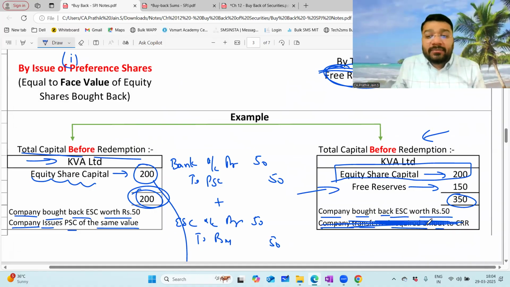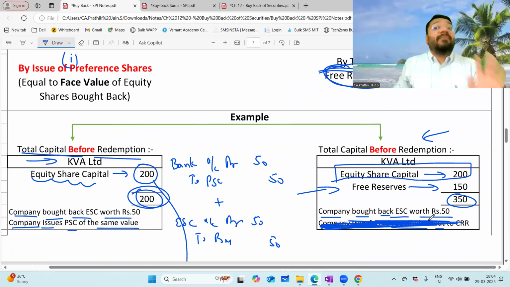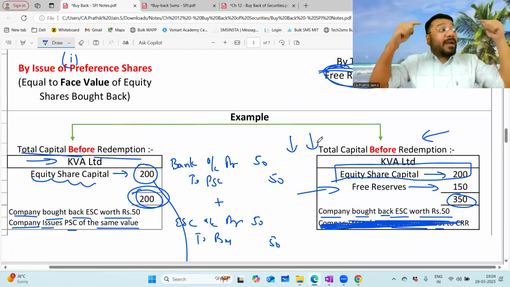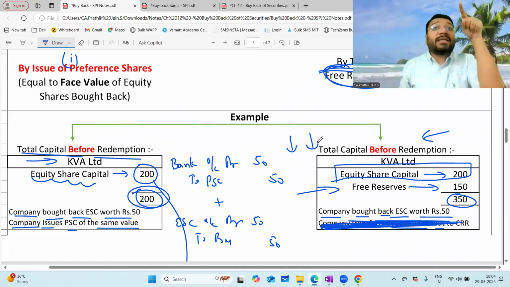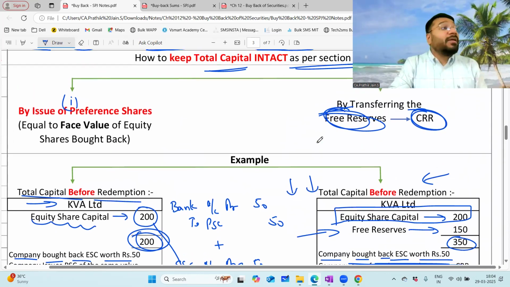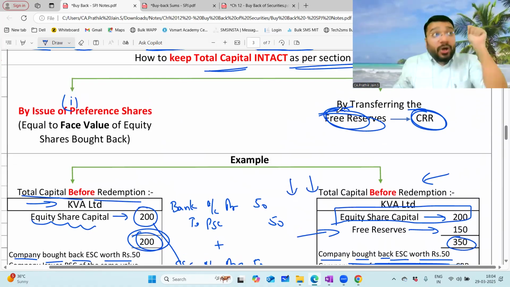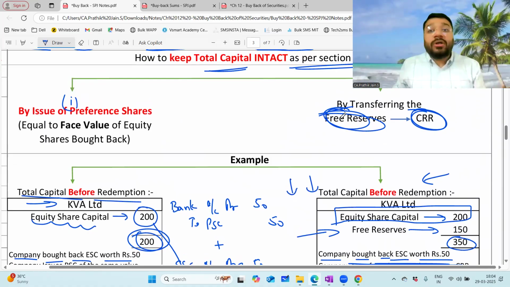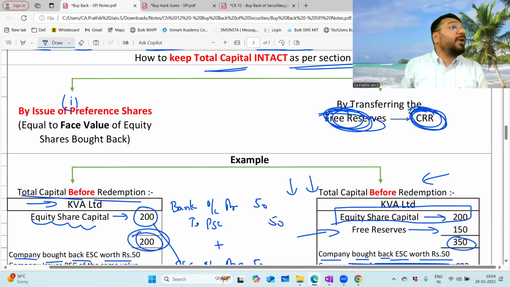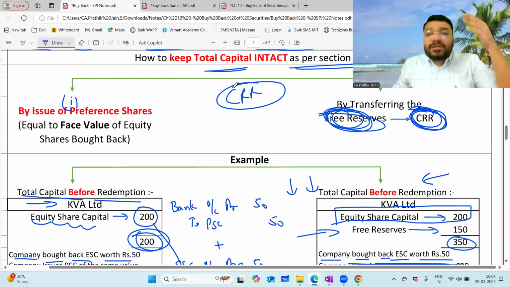Now imagine this is not done. If you're directly buying back, then what happens? Your capital will reduce and your bank balance will reduce. When capital and bank balance both reduce, the security of the external liability holders reduces. So therefore, to ensure that trust is regained, section 68 says that whatever buyback you're doing, ensure that on the same day the equivalent amount is transferred from free reserves to CRR. What does CRR stand for? Capital Redemption Reserve. Sir, if I transfer this into CRR, still this is not capital, no, sir.